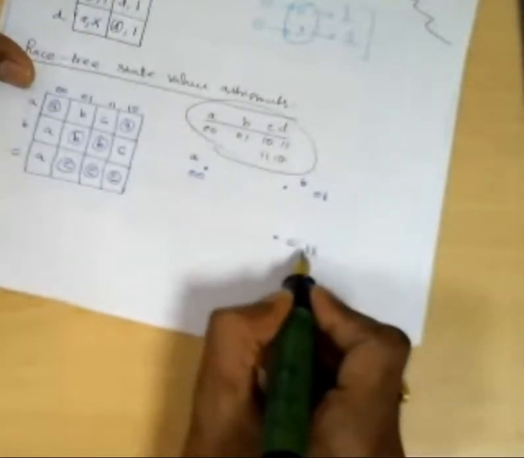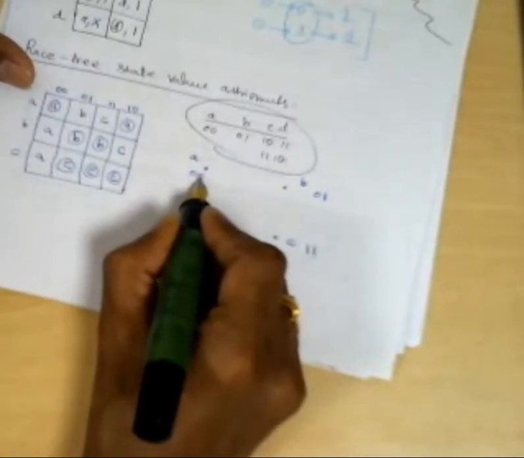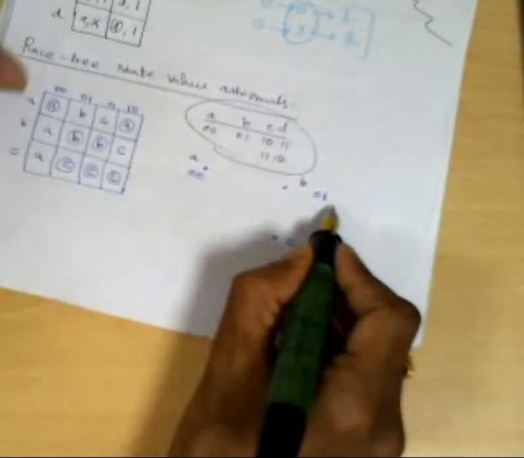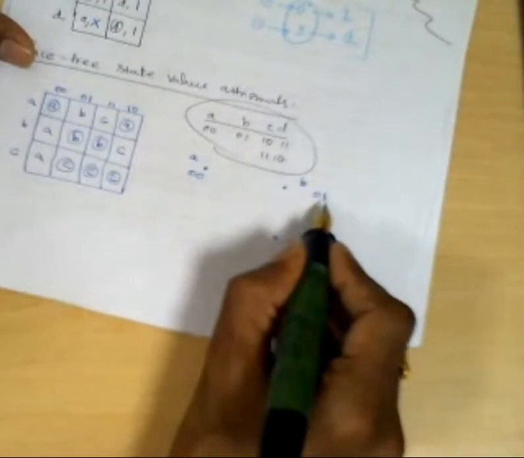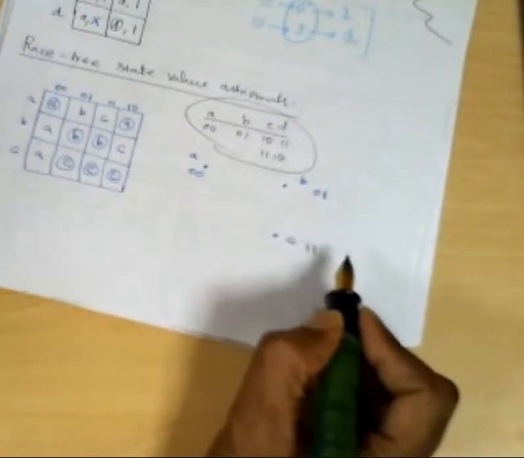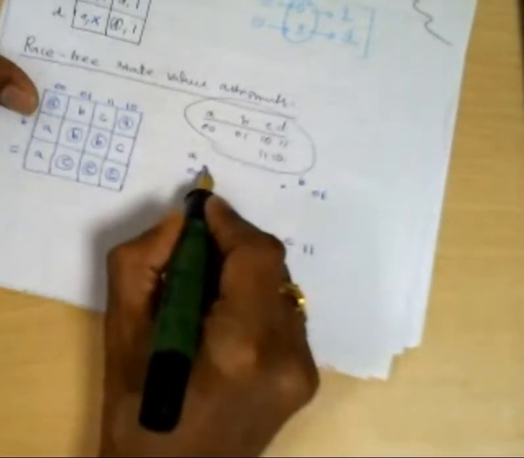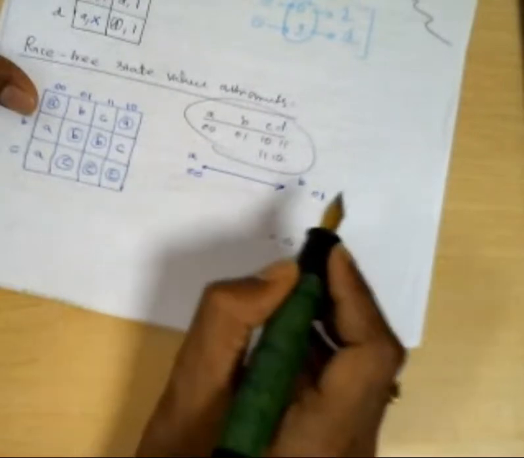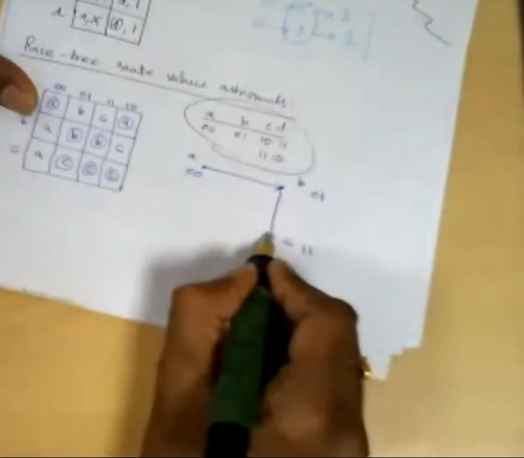So 0, 1, 1, 1 now. So 0, 0, this 0 becomes 1 here. So only one variable changes. And then this 0, 1, this 0 becomes 1 here, only one variable change. So therefore, A to B and B to C is there.